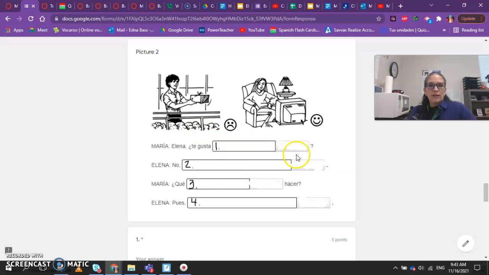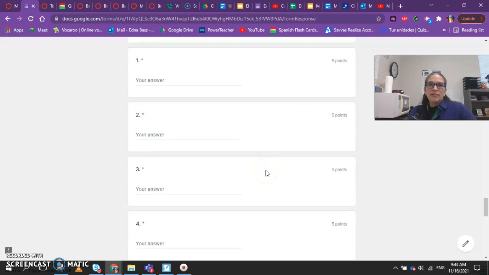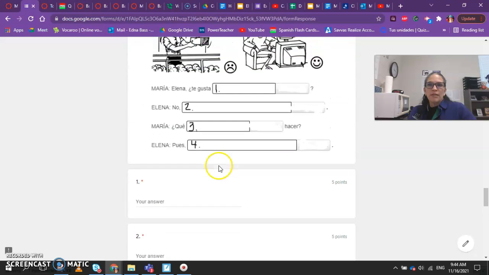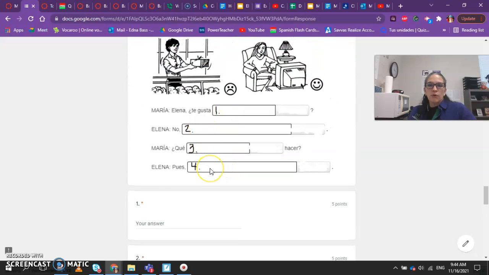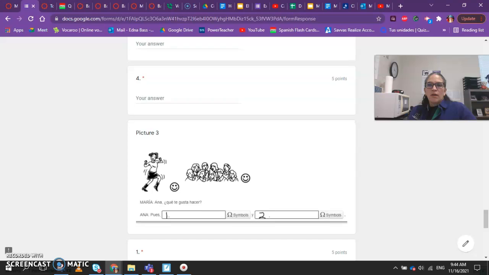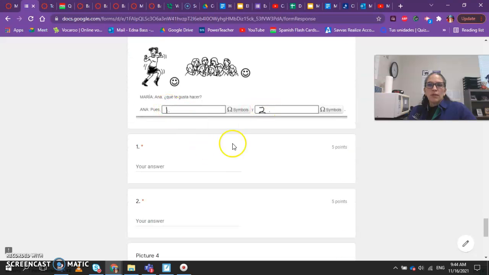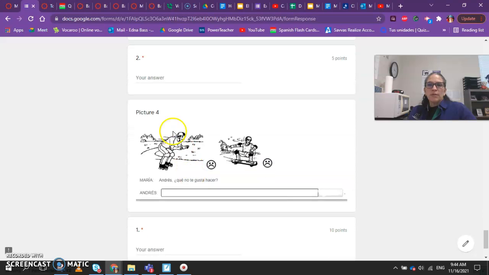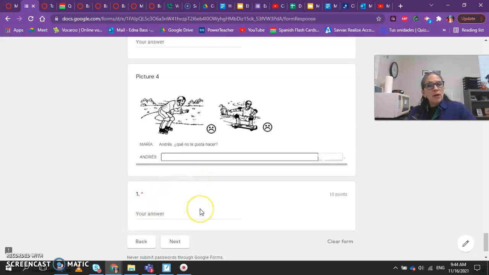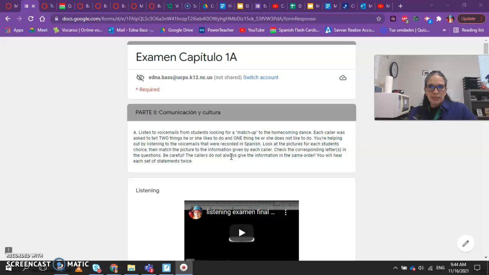What do you put here? And so on. So in this one, you need 1, 2, 3, and 4. Picture 3, you need 1 and 2 right there. Picture 4, you only need 1.